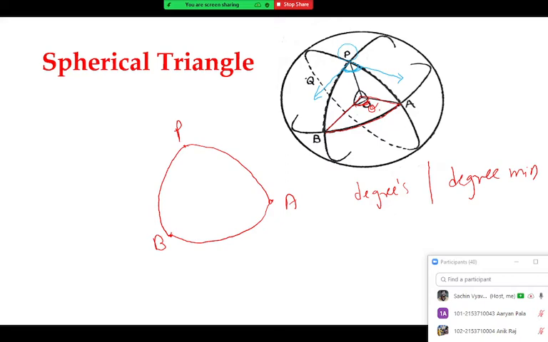Now can you guess here what is the minimum? We'll come to that in the next slide, the minimum and maximum lengths.